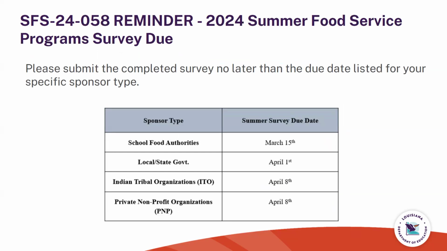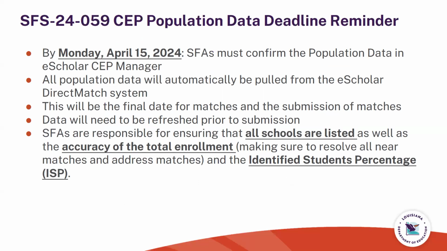So this memo, SFS 24-58, is a reminder email about the previous memo that we just went over. So again, if you have not completed that survey, please do so by Monday, April 8th. So memo SFS 24-59 is the CEP population data deadline. This is also a reminder memo.